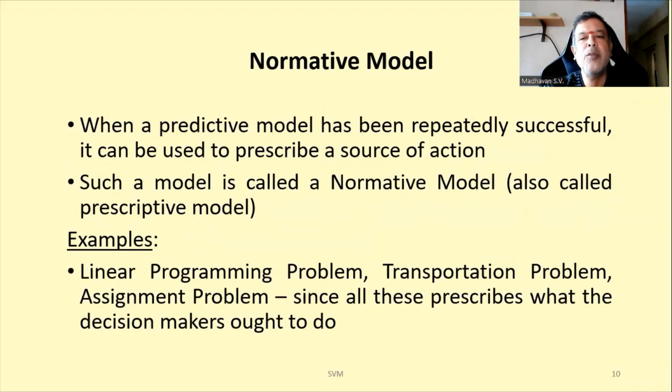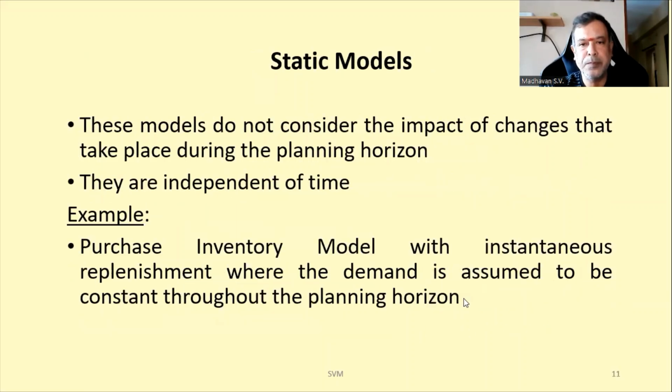Normative model. When a predictive model has been repeatedly successful, then you prescribe a course of action for the future, and such a model is called a normative model, also called a prescriptive model. Examples are the linear programming problem, transportation problem, and assignment problem, since all of these prescribe what the decision maker is supposed to do.